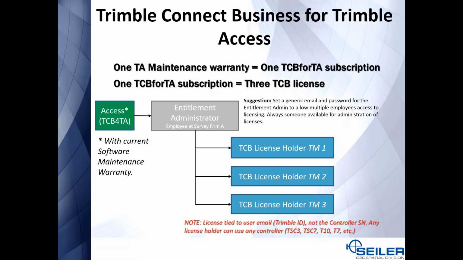You give us the serial number of the device and the email address for the entitlement administrator. We input that information into Trimble's virtual warehouse, and the entitlement administrator will receive an email from Trimble with the instructions of how to set up their account. It's rather simple. It only takes a few minutes.